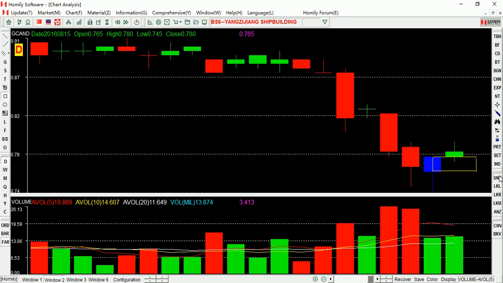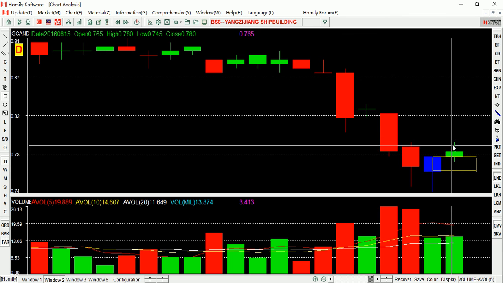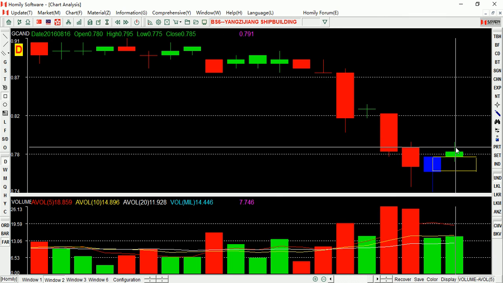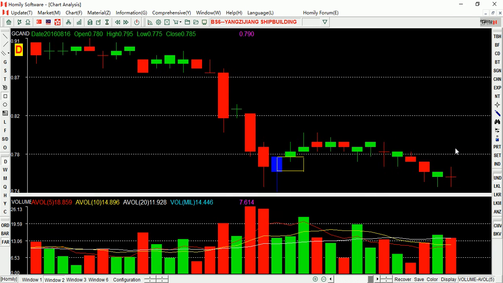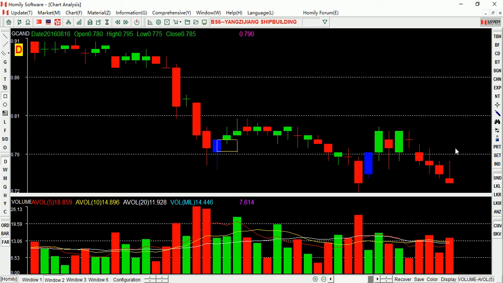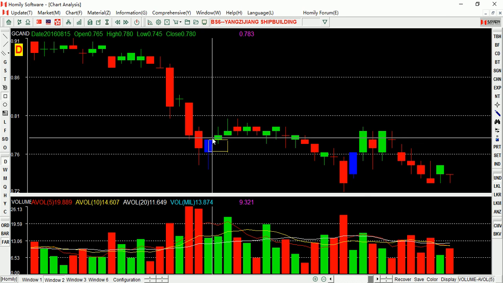The next day, buy or not? For short term, you should know only for short term, okay? So closing price is higher, buy or not? Buy for short term. But you should set a stop loss point. So only for short term, right?